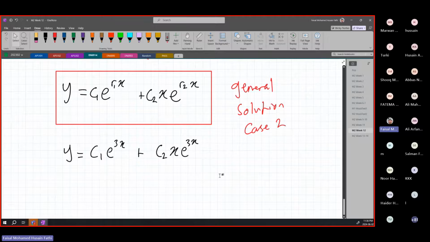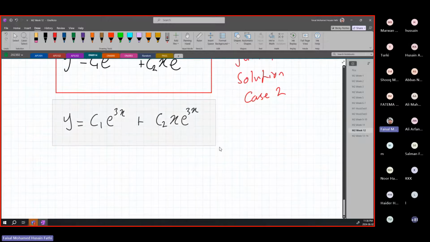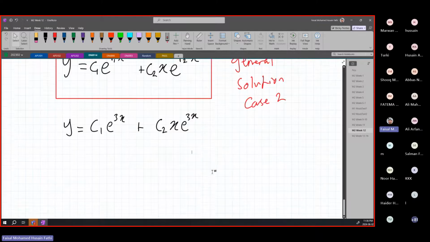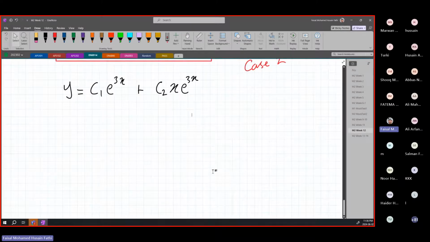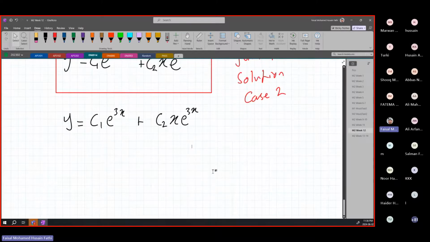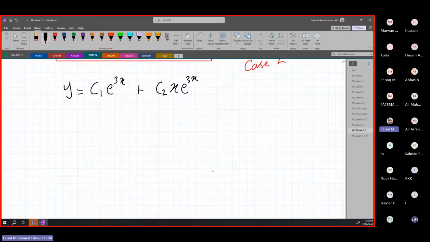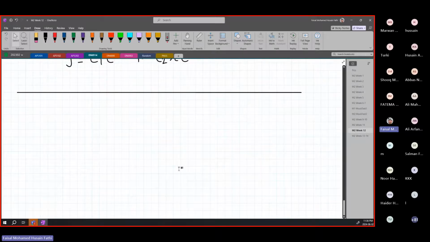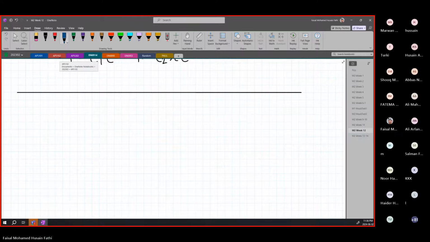Okay. Now, this was our second case. So we have already found our general solution. C1 and C2, you can find them, like I said earlier, if you have your boundary conditions, which we're going to look at. But in this case, we do not, so we keep it as it is. To find the particular solution, it depends on the question. Let's move on to the last case, which is case 3.